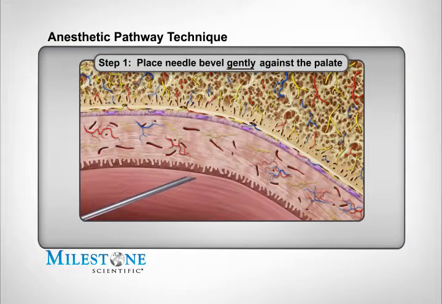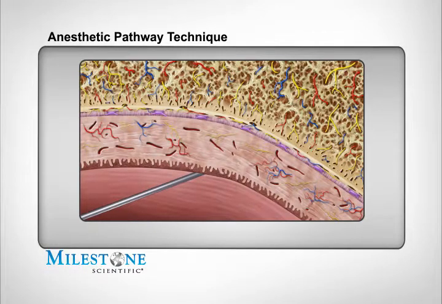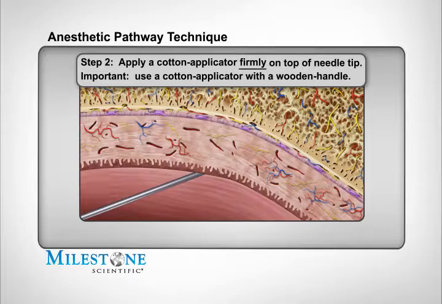Step 1. Start by gently placing the bevel of the needle against the surface of the palate. This is achieved by holding the handpiece at approximately a 45-degree angle to the palatal surface. Step 2. Stabilize the needle by applying firm positive pressure from a cotton applicator. It's best to use a wooden handle cotton applicator so that adequate positive pressure can be applied. The applicator also absorbs any excess anesthetic solution and makes for a more comfortable needle entry.